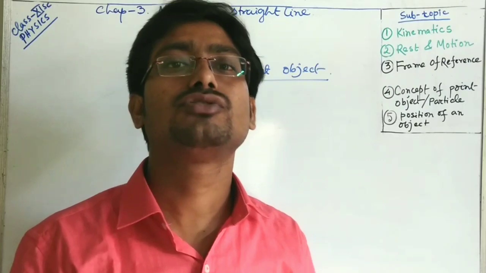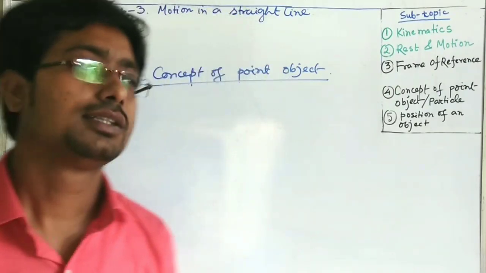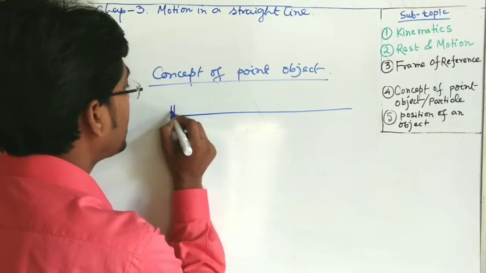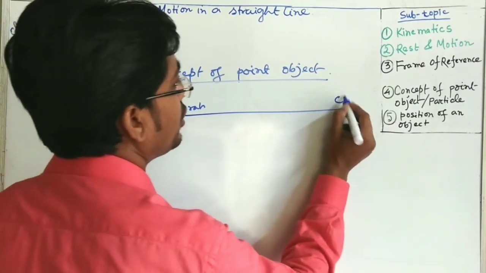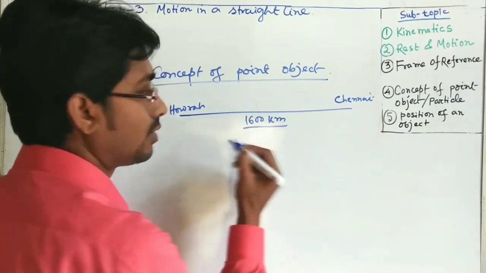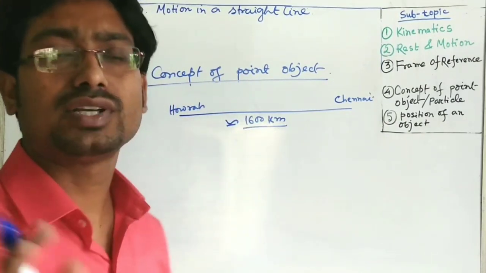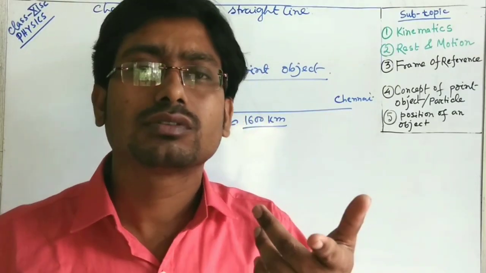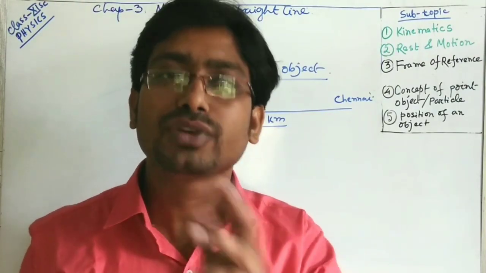Actually, the distance from Howrah to Chennai will be 1600 kilometers, approximately. So what is the length of a train? Suppose it is 500 meters, half of a kilometer.